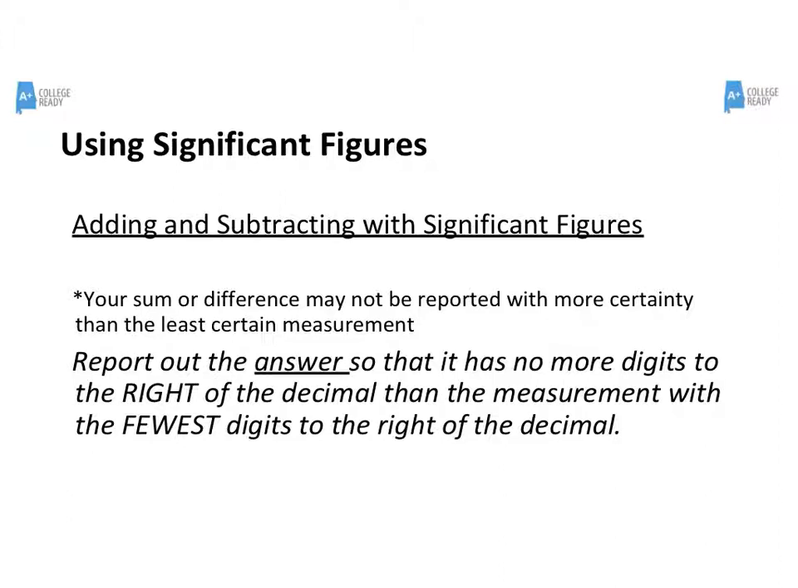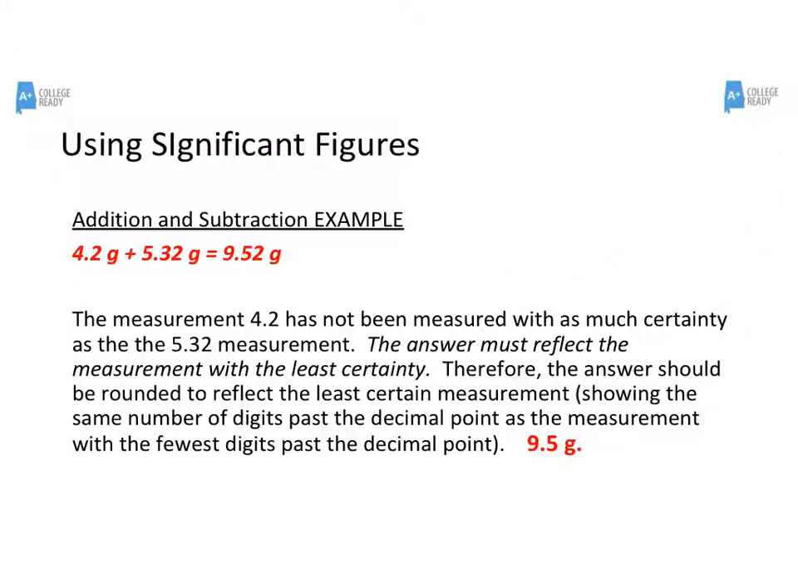When you're adding and subtracting, you should report out the answer so that it has no more digits to the right of the decimal than the measurement with the fewest digits to the right of the decimal. It's the measurement that determines the significant figures. So we're going to look at the least certain measurement. That will help us determine our significant figures for our answer.